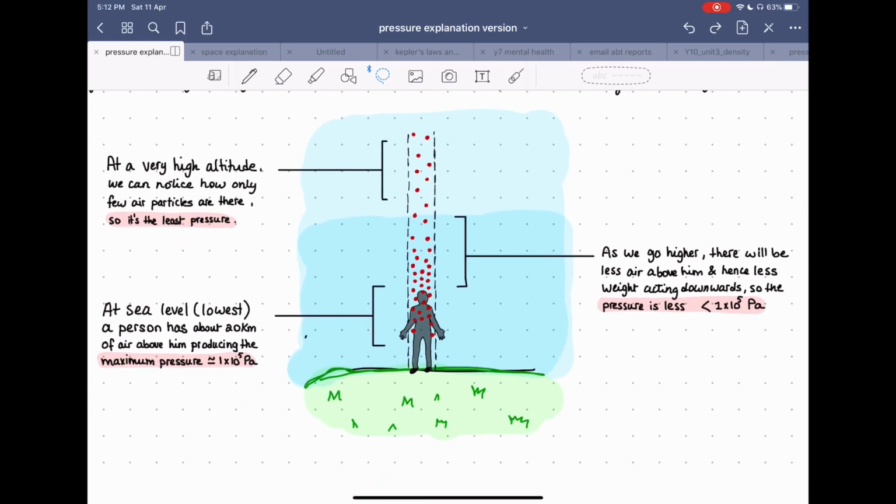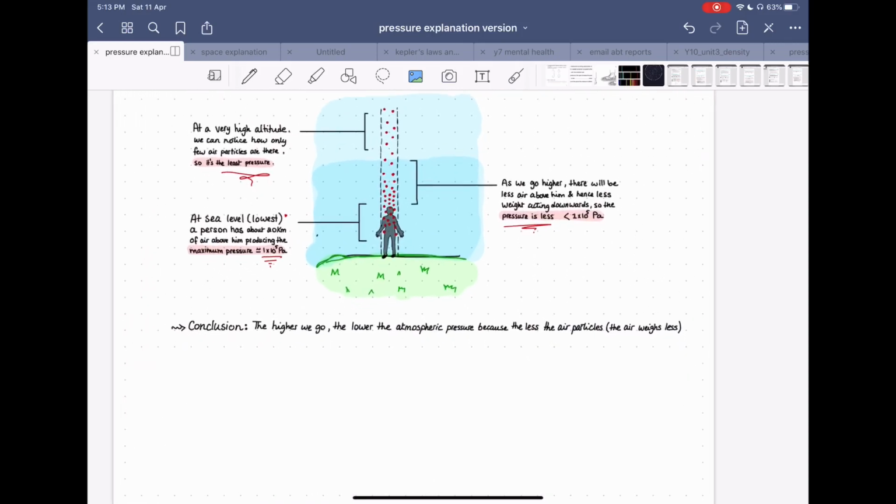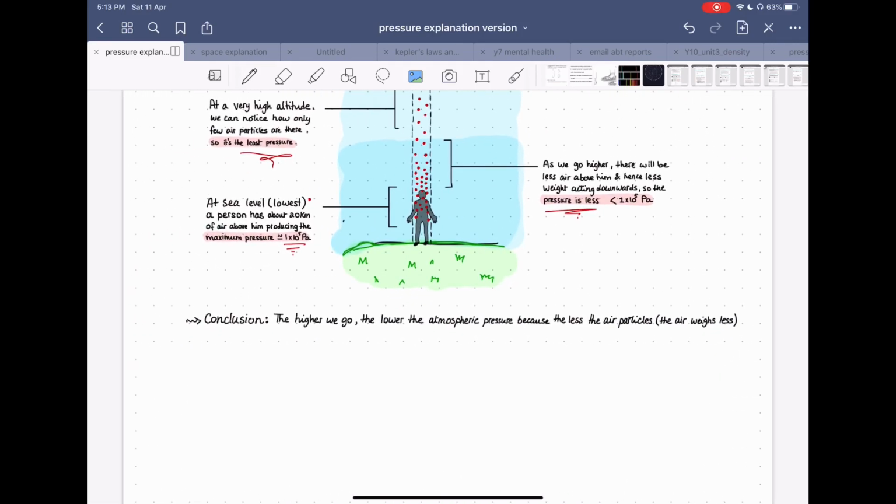And so if we take the person at sea level, at the lowest one, this one, we can see that around 20 kilometers are above the head of the boy. And so the atmospheric pressure is at the maximum pressure. It's 1 times 10 to the power of 5 Pascal. If we go slightly higher, we can see that the pressure is less, and as we go all the way to a very high altitude, we will have the least pressure. Okay? And this explains why the higher we go, the lower the atmospheric pressure.